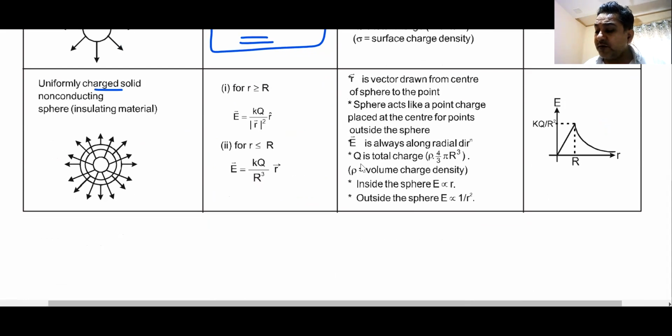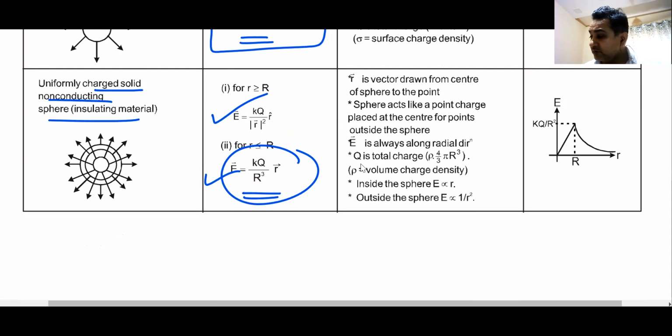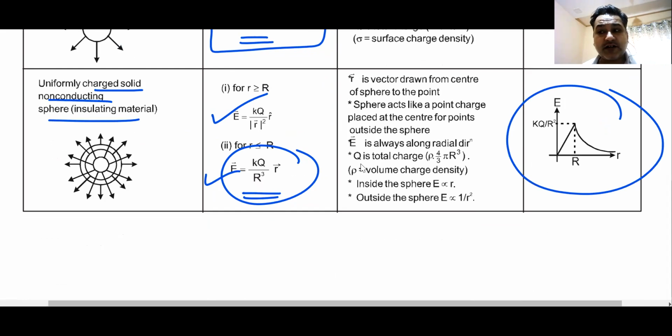The next one is uniformly charged non-conducting sphere or your earth, gravitational field or electrostatic field created by Earth. Outside, the formula is same. Inside, the field is directly proportional to R. So therefore, you have a straight line graph, as you can see here. At the center of Earth, gravitational field is 0.